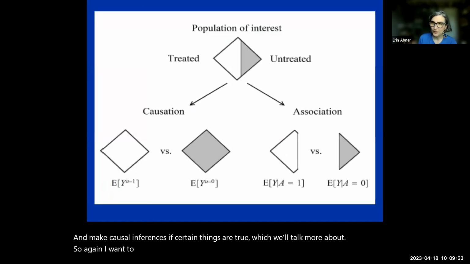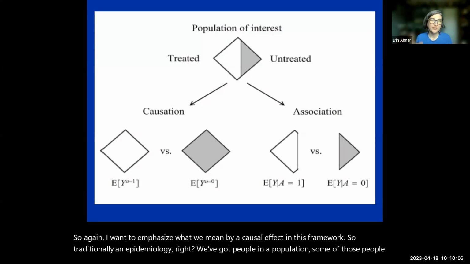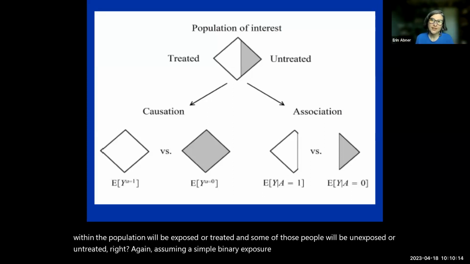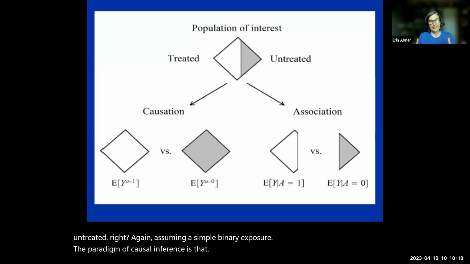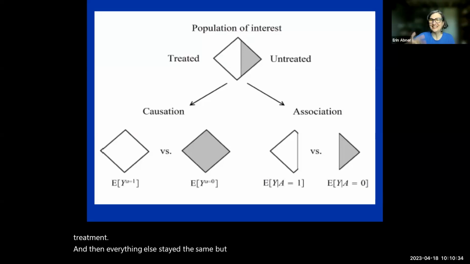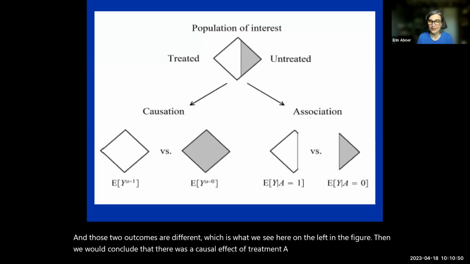So again, I want to emphasize what we mean by a causal effect in this framework. So traditionally in epidemiology, right, we've got people in a population. Some of those people within the population will be exposed or treated, and some of those people will be unexposed or untreated, right? Again, assuming a simple binary exposure. The paradigm of causal inference is that, again, we can't estimate individual causal effects, but we could say that if the entire population were exposed to a particular level of the treatment, and then everything else stayed the same, but simultaneously the entire population was also unexposed to the treatment, right? And those two outcomes are different, which is what we see here on the left in the figure, then we would conclude that there was a causal effect of treatment A on outcome Y.